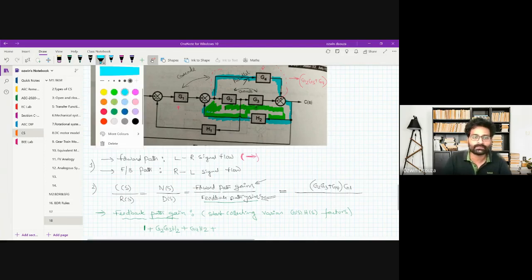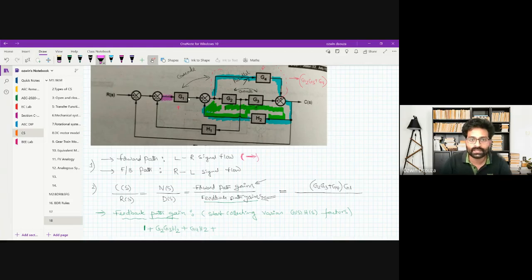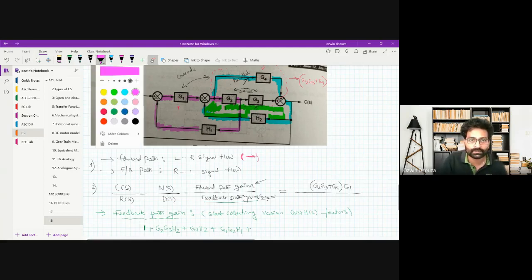Next I have the feedback path somewhere over here. G1, G2, H1. So that's my third feedback path. Then I have my fourth feedback path.